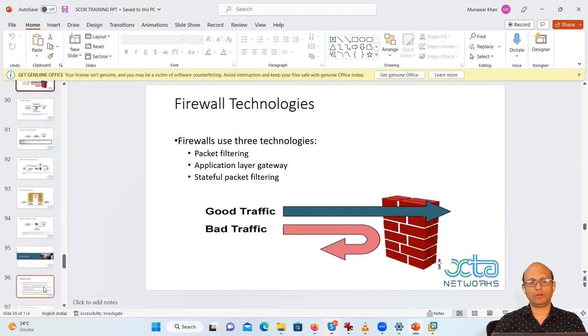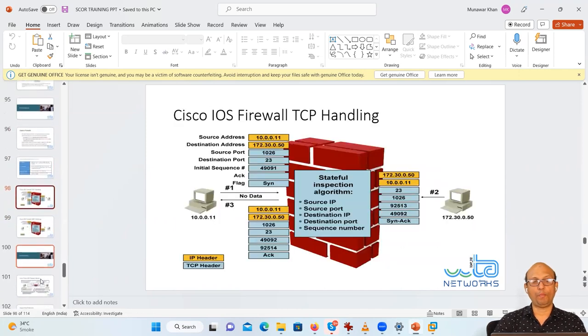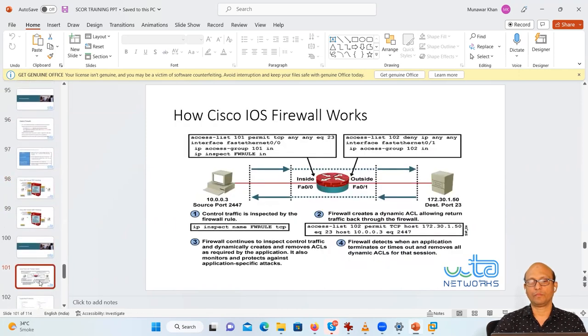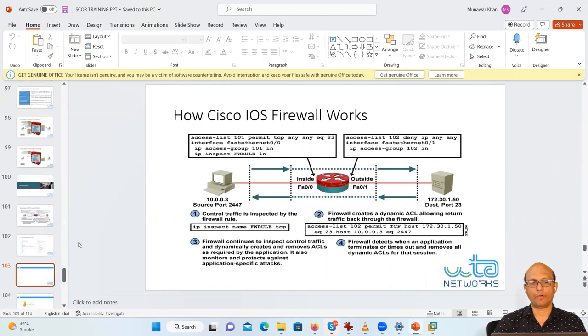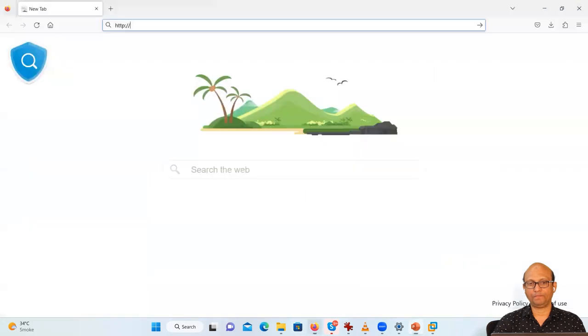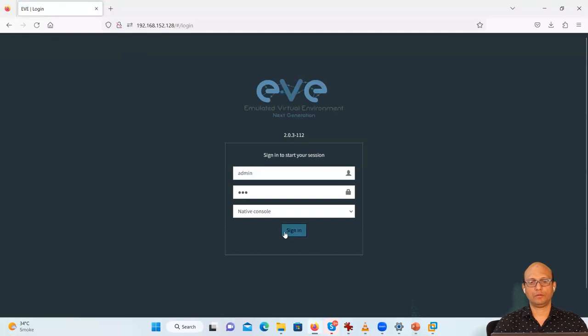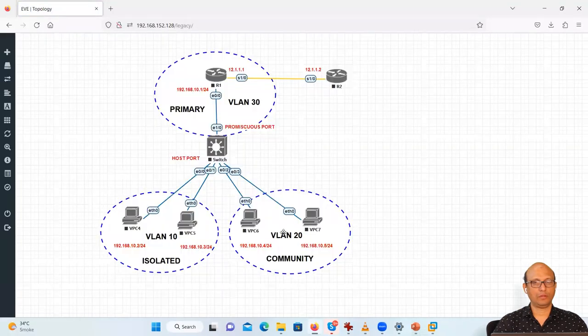Now when we talk about networks or firewalls, how do we place the firewall? Placing the firewall is important. Just one minute.